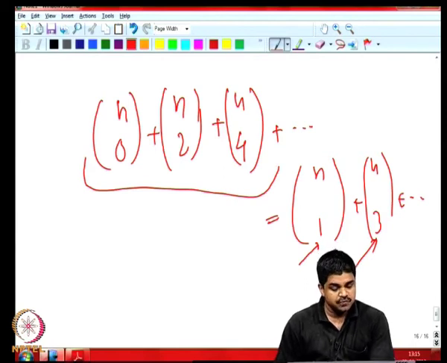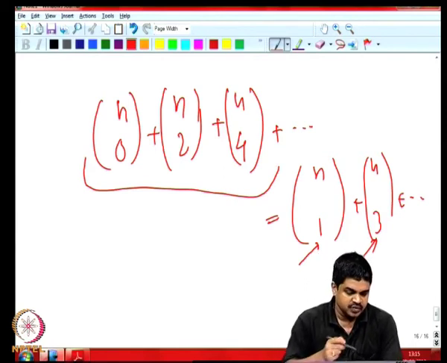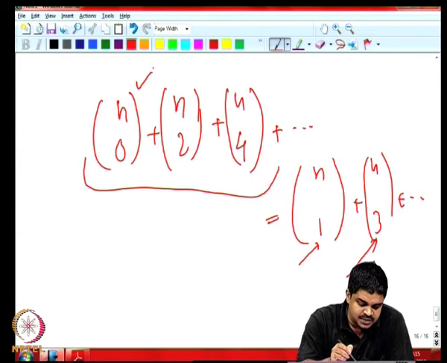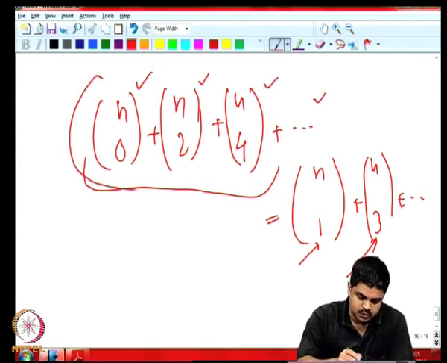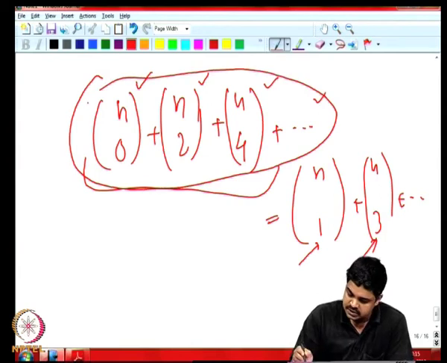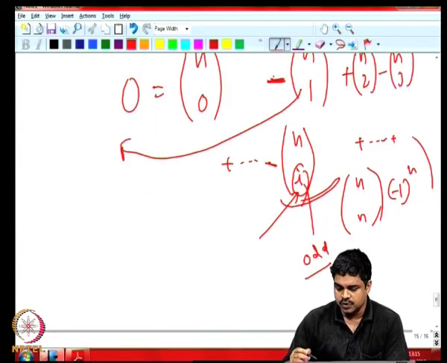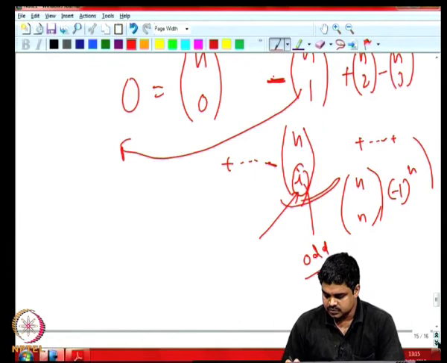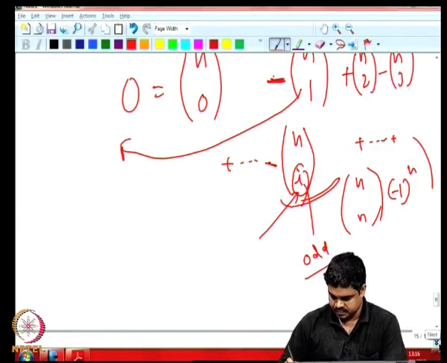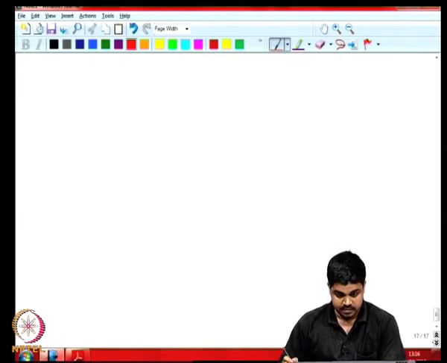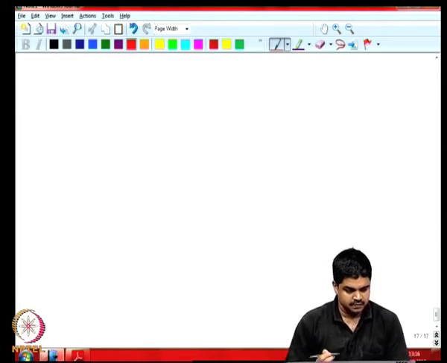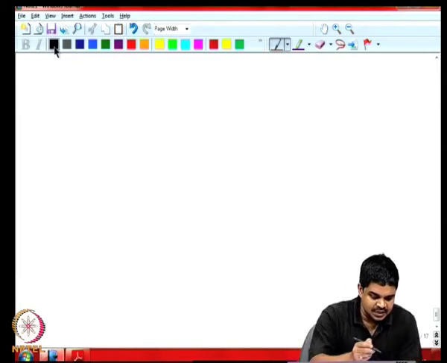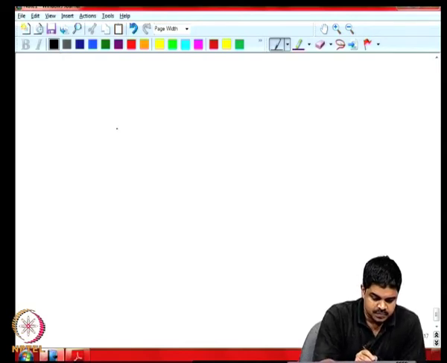In terms of subsets, what we are saying is that this counts the number of subsets of even cardinality, and this counts the number of subsets of odd cardinality, right. So we are saying that they are the same, the number is the same. And again, we can see other fancy relations coming out of this binomial theorem.